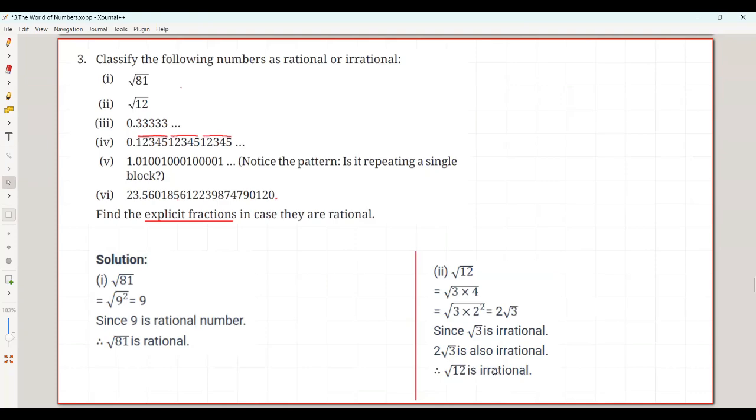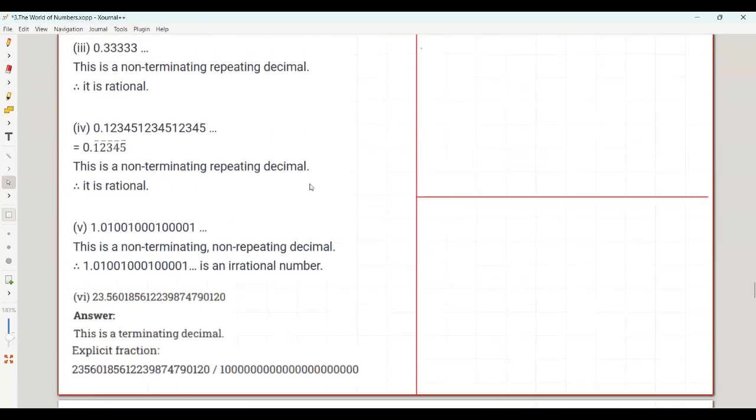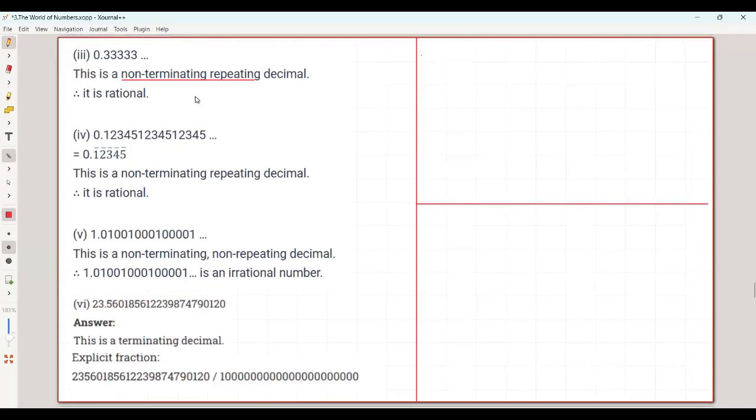Therefore, root 12 is irrational. Next, third question, 0.333 is non-terminating but repeating. Non-terminating repeating, therefore this is rational. If it's rational, we have to write it in the form of explicit fraction, p by q format. I'll just explain how to write it in p by q format. If you understand one question, everything else is going to be the same.